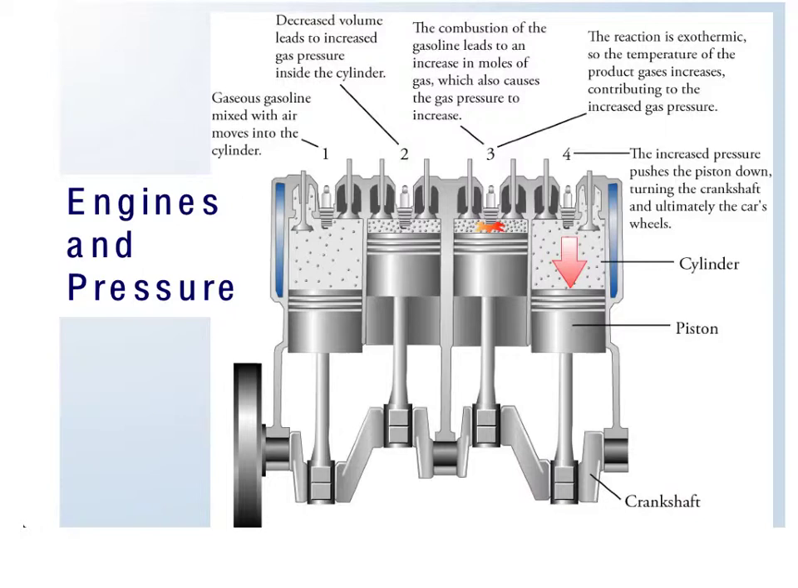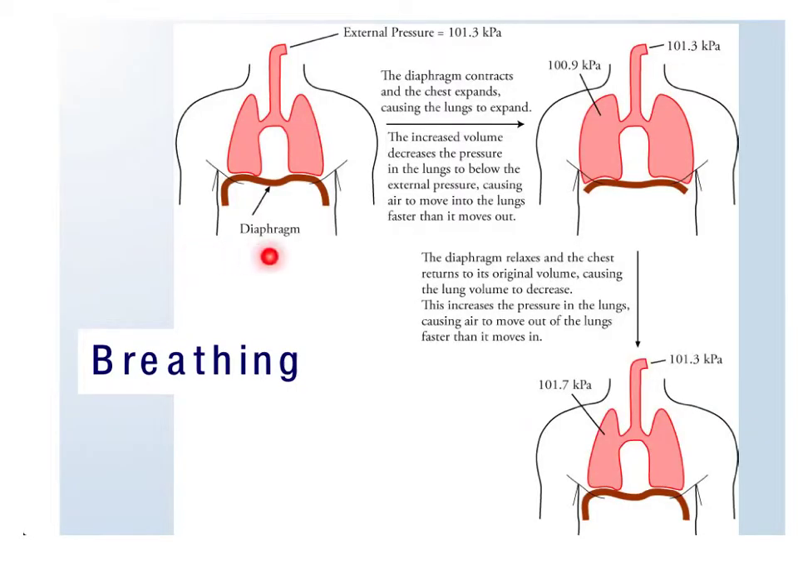Breathing. It has your diaphragm. A lot of times people say breathe through your diaphragm. What that means is you're going to contract your diaphragm, the chest will expand, and that causes the lungs to expand. You actually change your pressure by doing that. So we start with 101.3 kilopascals, we're going to decrease to 100.9. And that causes your air to move into the lungs faster than it moves out. Then your diaphragm relaxes, the chest will return to original volume. This increases the pressure of the lungs, causing air to move out faster than it moves in. Having a net change of gas particles will allow you to take in oxygen.